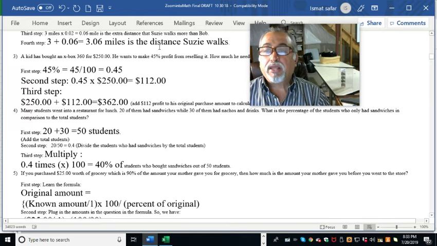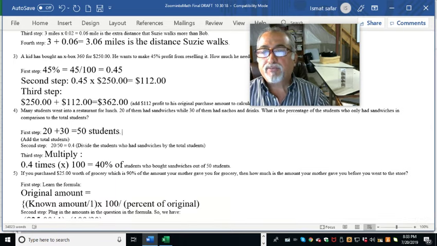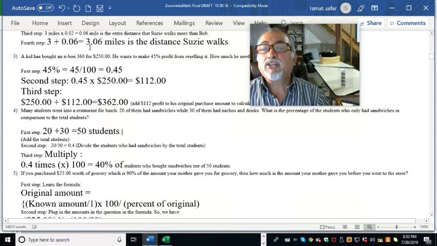Now, we did last time: Susie walked 0.06 more than 3 miles, which Bob walked. So she walked 3 miles and 0.06 more than Bob.